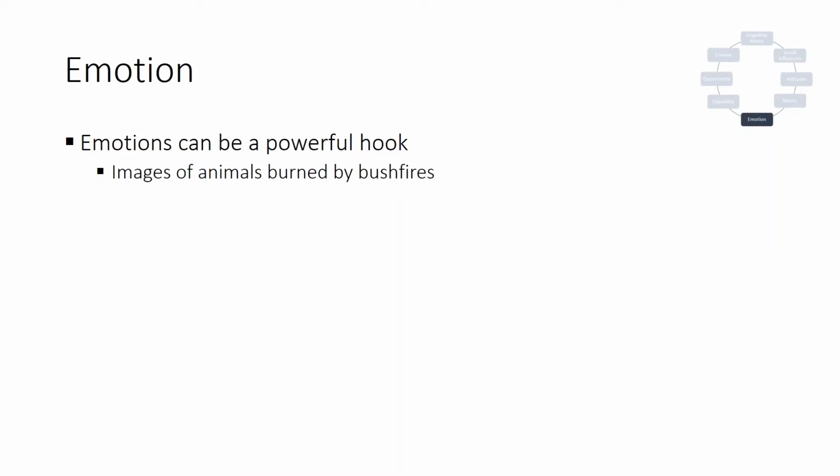Emotions are another important element of behaviour change, and they can be an incredibly powerful hook for getting people interested and for actually doing something differently. And we all saw the images of the animals that were burned by the bushfires, and that arguably is a big contributing factor to people wanting to do something to help the wildlife.